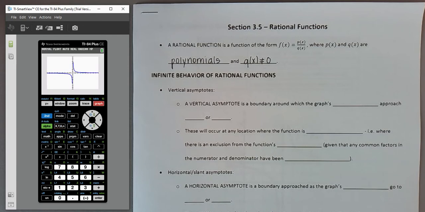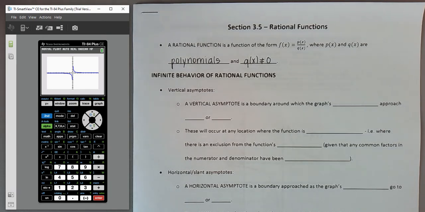Hit graph. If you don't get a picture like this, it may be a zoom issue, so double check. Go to the zoom menu, and you want to zoom standard, which is option 6, or you can use the arrows to move to that. Another thing you may want to do is you may want it squared off, which means that the units, the scale on the x and y axis, are going to be the same. So you can also scroll down to zoom square, and if you hit enter there, it's going to distribute the x and y axis so that the scale is the same.